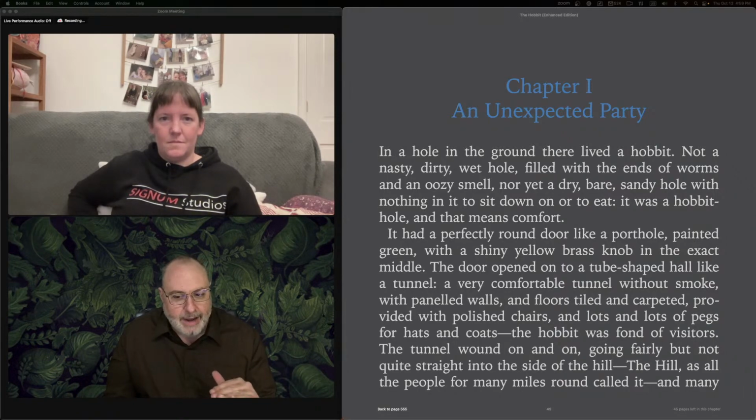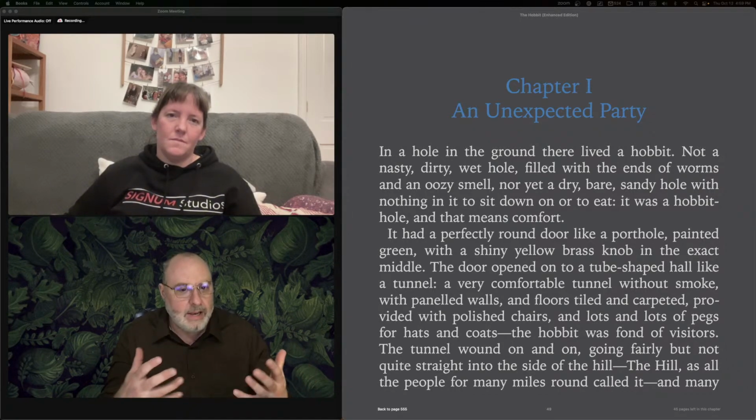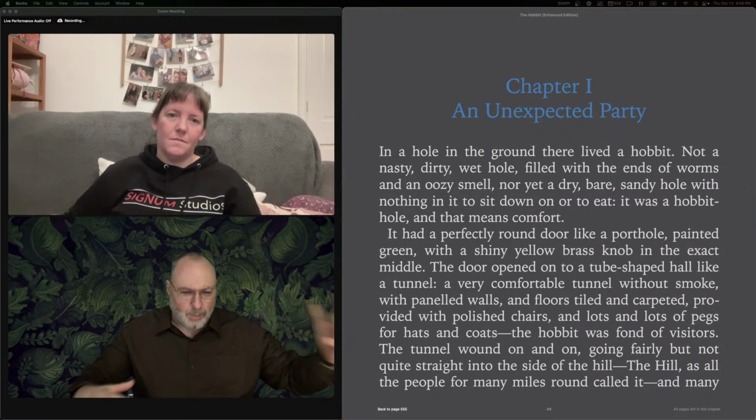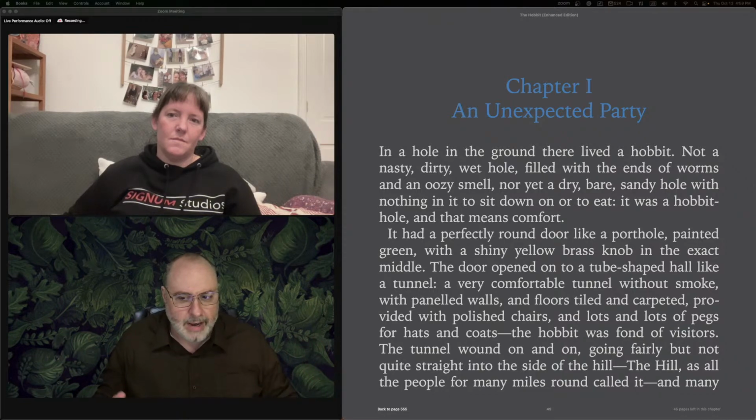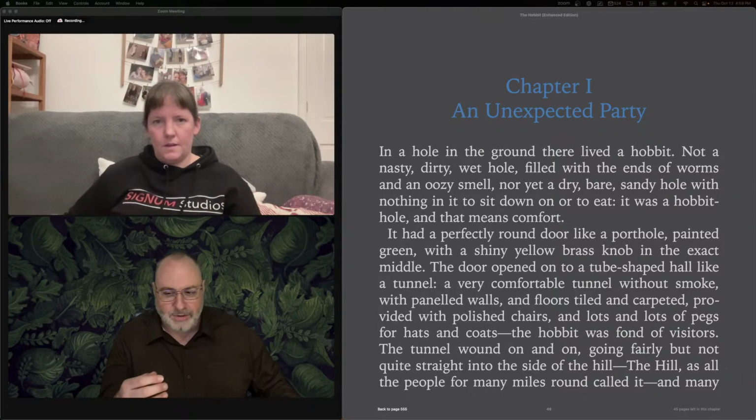So it's not just that. It's where he explicitly starts providing information about the Hobbit himself, and not just indirect information. Because it's not only that we can glean things, as before, from the rooms he describes and everything else, but we get those asides. And lots of pegs for hats and coats. The Hobbit was fond of visitors.